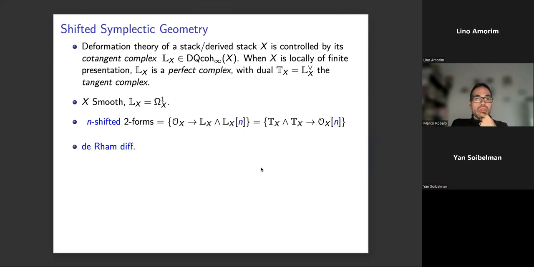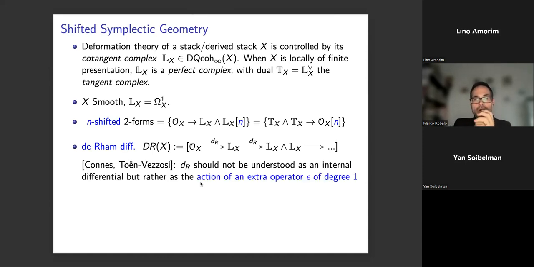Another thing we can ask is the existence of the de Rham differential for such shifted forms. The de Rham complex in this case also exists. We have to be careful because now O_X is itself a complex and L_X is itself a complex, so this is somehow a complex of complexes. What Pantev, Toën, Vaquié, and Vezzosi tell us is that we should understand this de Rham differential not as an internal differential of a bicomplex, but rather as the action of an operator of degree 1. It is this change in perspective that will allow us to make many definitions work in this shifted symplectic geometry, this difference between being a bicomplex or just an extra operator.